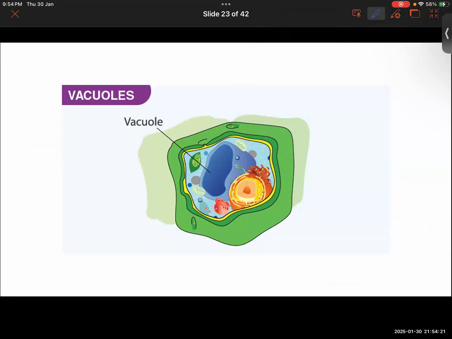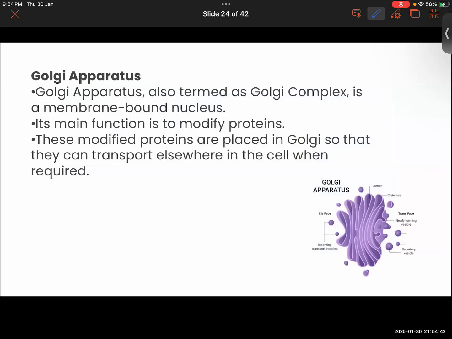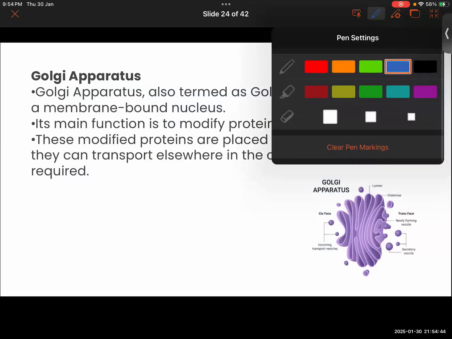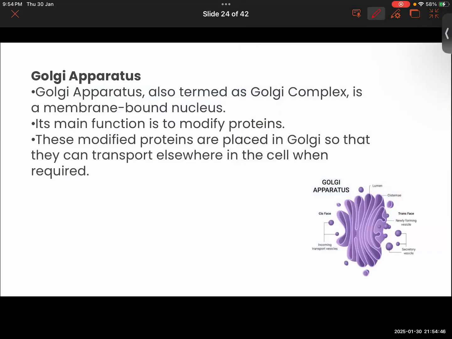Yes, sir. You can take a look at this diagram also. Can you tell me whether this cell is from an animal or a plant, and why? How can you conclude? On the basis of the cell wall, and the nucleus is to the side. And one more thing, the vacuole is too big in size.